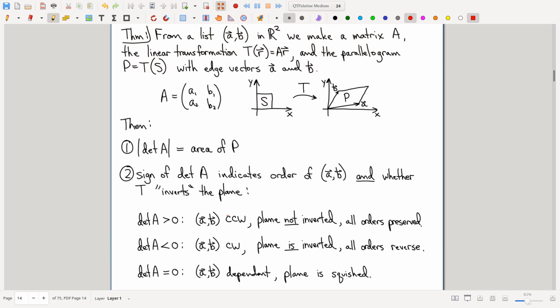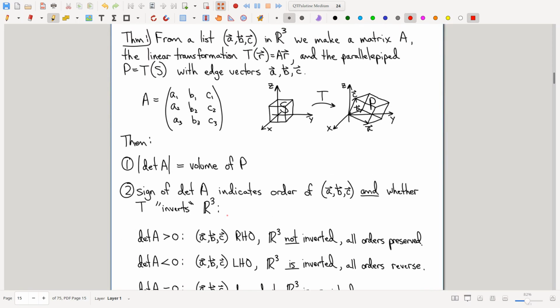Two vectors in two dimensions make a 2x2 matrix, and a two-dimensional linear transformation that we relate to a two-dimensional notion of size, right? Area is a two-dimensional notion of size, and a two-dimensional notion of an inversion, namely a reflection through a line.